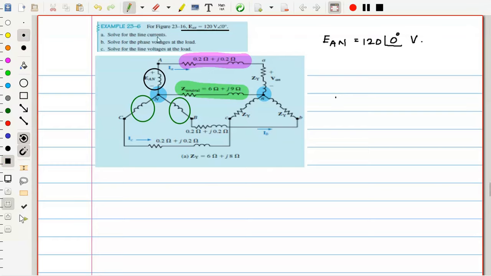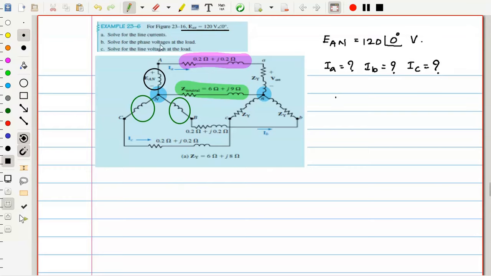Find the line currents. What are the line currents? First observe what the line currents are. Here some notation is given: IA, IB, IC. These are the line currents. So line currents are nothing but IA, IB, IC.